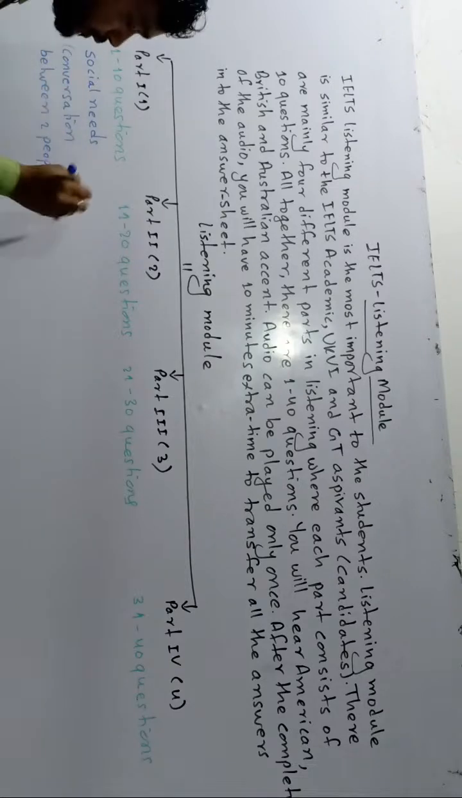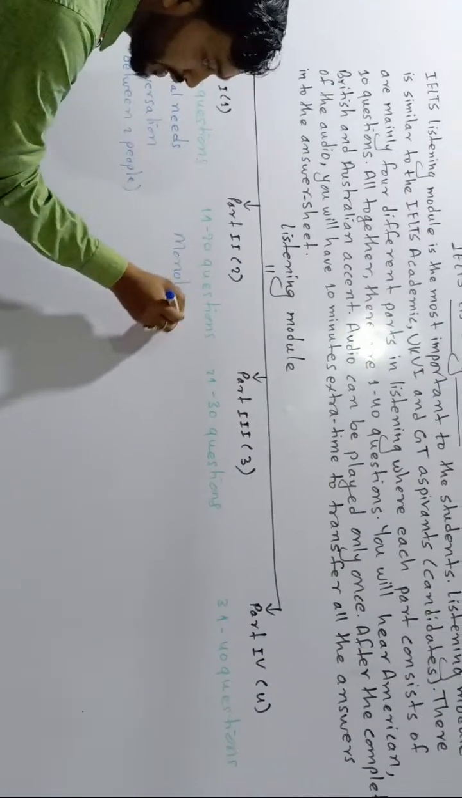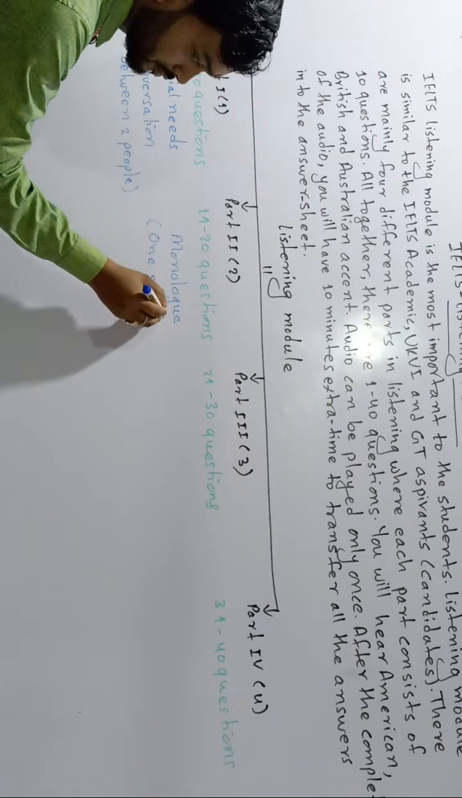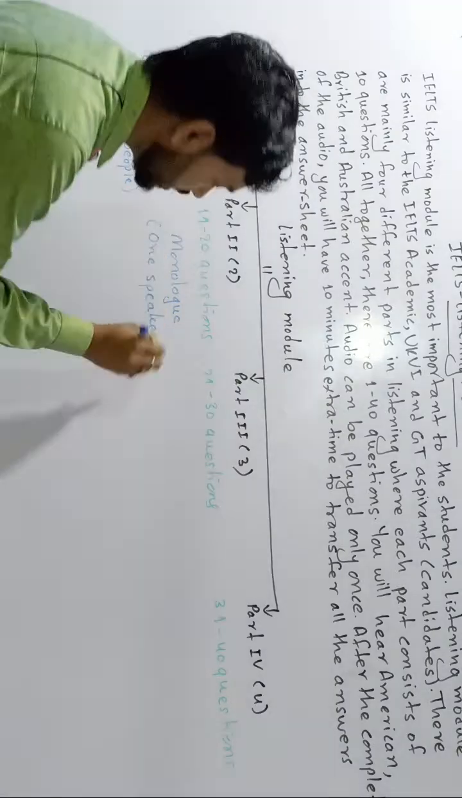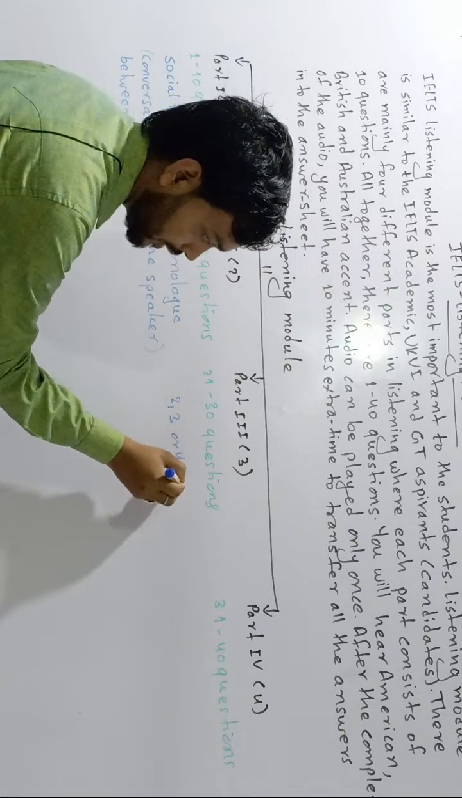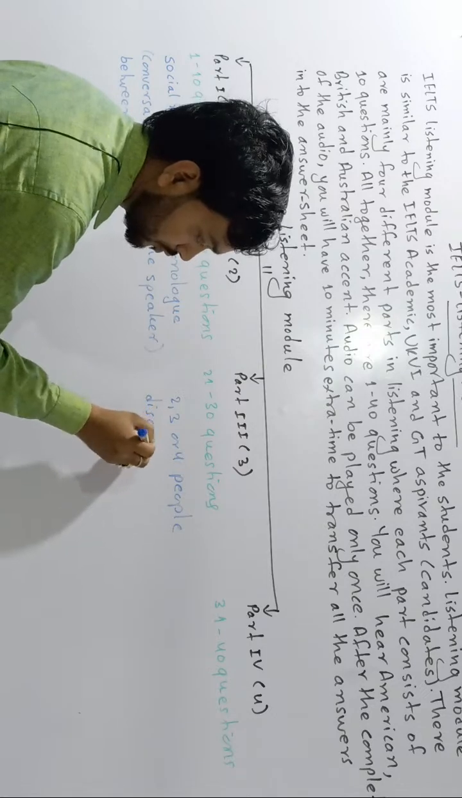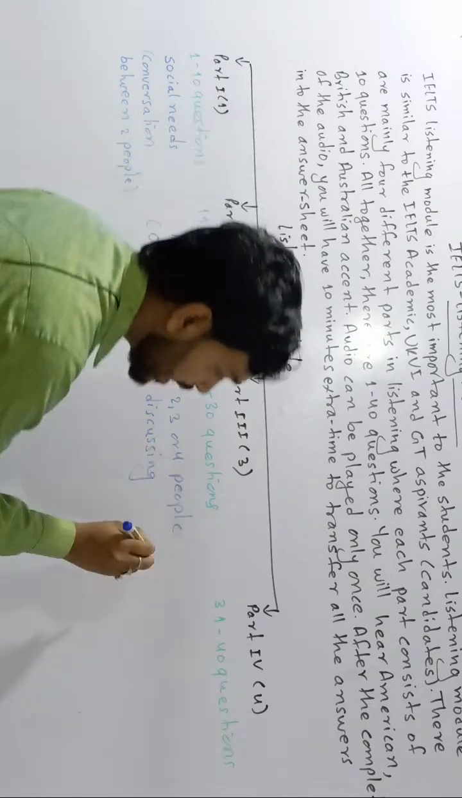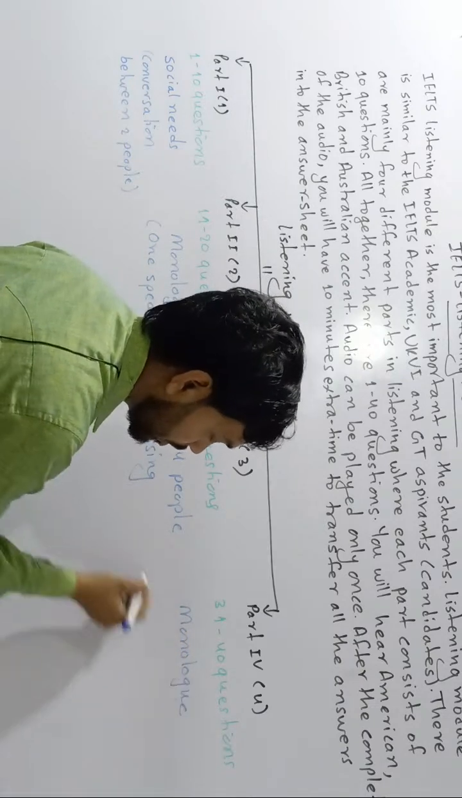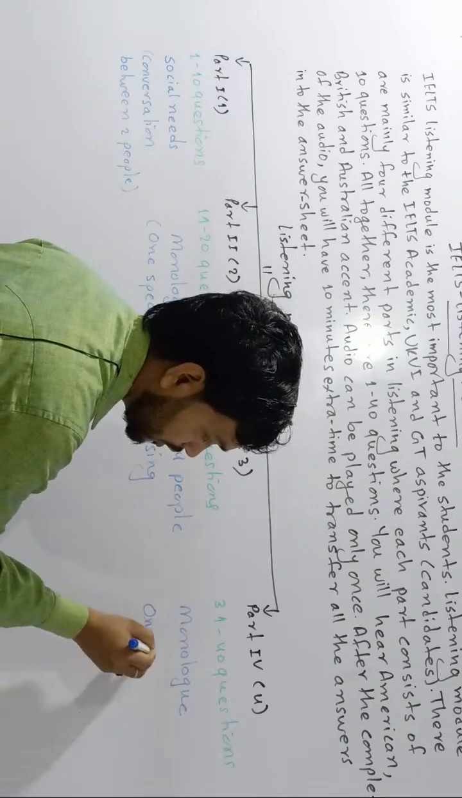In part 2, you will find it is a monologue. Monologue means one person is speaking, one speaker. In part 3, you will find 2, 3 or 4 people talking or discussing. And part 4, again it's a monologue, where only one person, one speaker, is speaking.